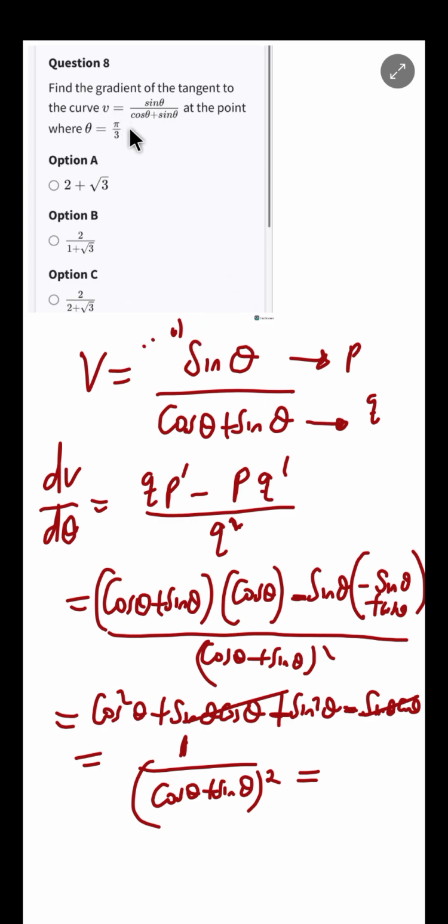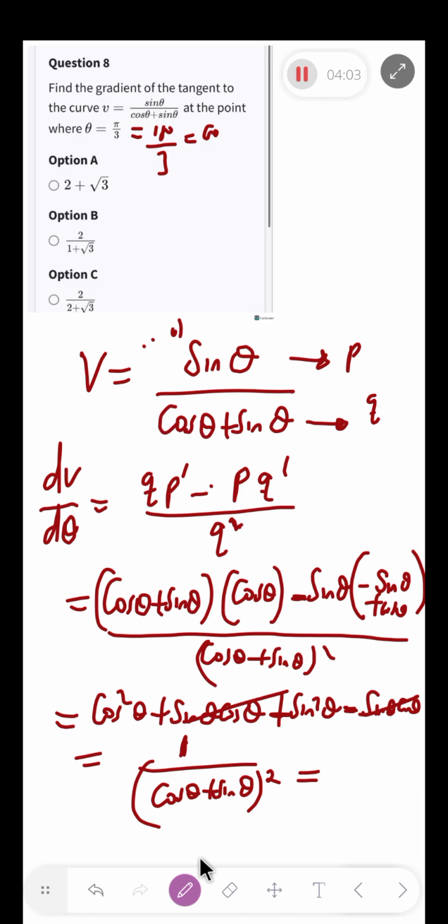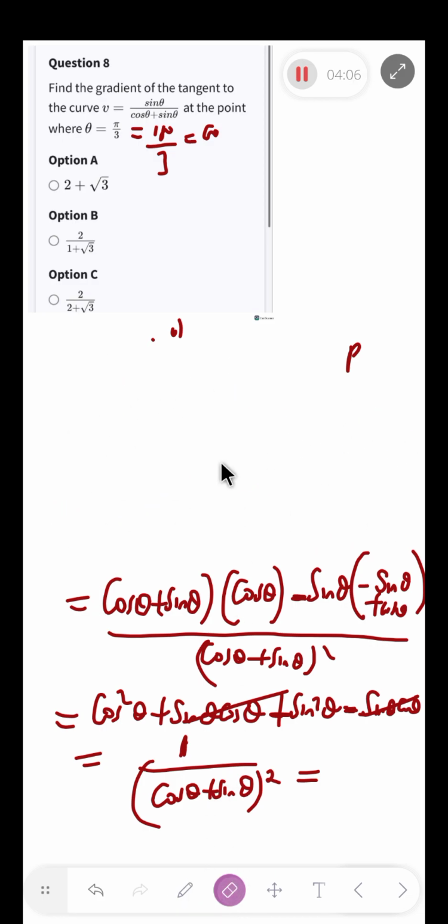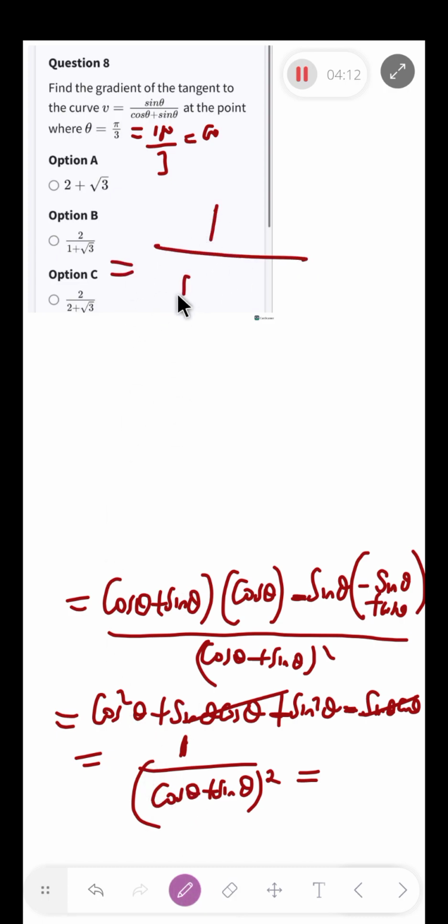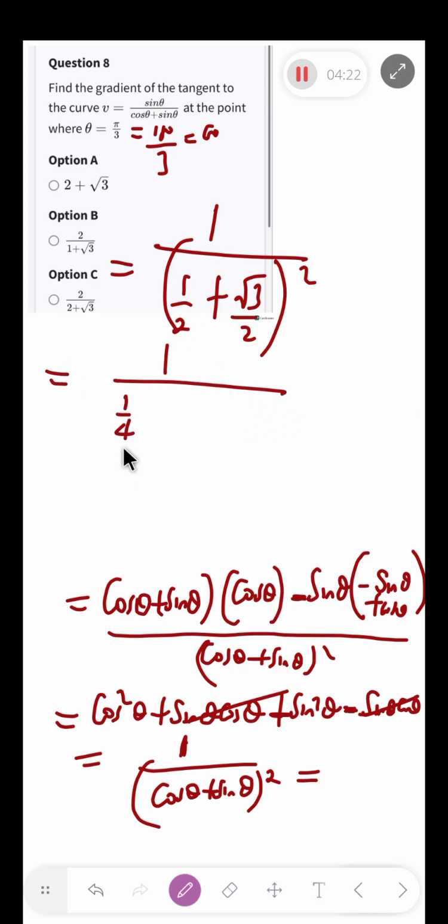And here in this case now, on substituting, we have theta to be equal to pi over 3, right? And pi over 3 simply implies 180 over 3, and that's 60. So let me try to work this out. We already have 1 over (cos 60 plus sin 60) squared. cos 60 is 1 over 2, sin 60 is root 3 over 2. So you go ahead and square it. So that will be 1 over, if I square this 1 over 2, I have 1 over 4, plus, if I go ahead with the product, I have twice of square root of 3 over 4.